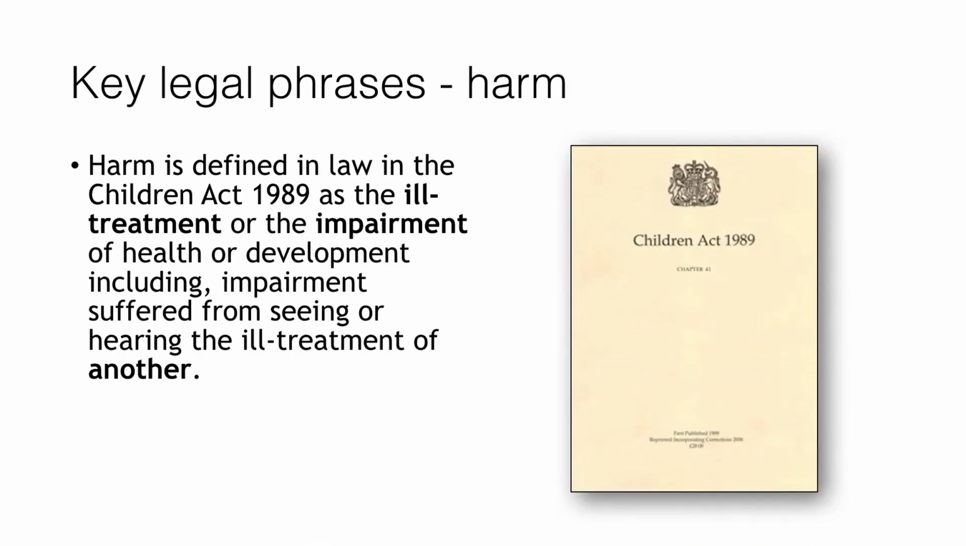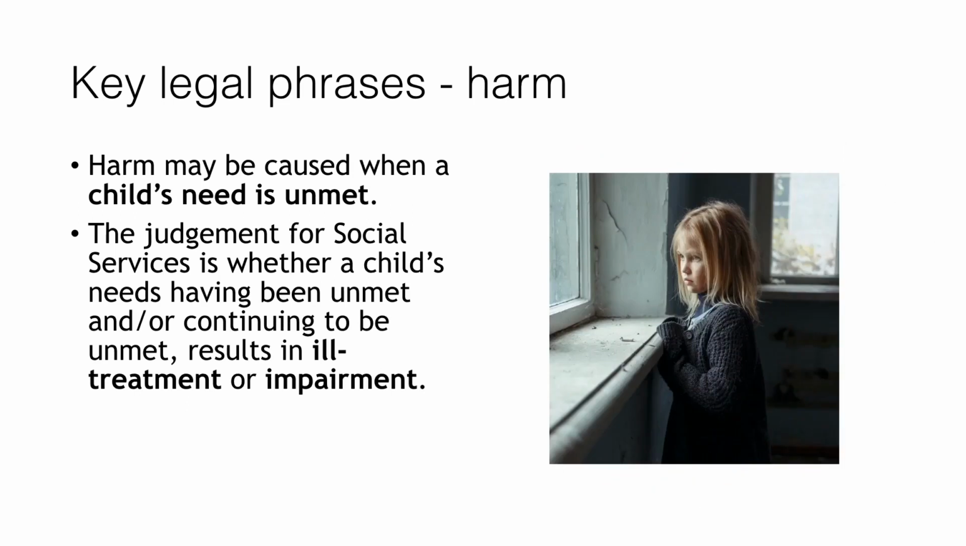The first legal component is harm. There are two elements to the definition of harm. Ill treatment, which is abuse, and impairment, which is the impact of a child's needs being unmet. Since the Adoption Act, the impact of seeing another person abused, as in the area of domestic abuse, is also included as an impairment. Most, if not all, children will have some needs that are not met. The question for Children's Service is whether an unmet need or needs result in ill treatment or impairment.